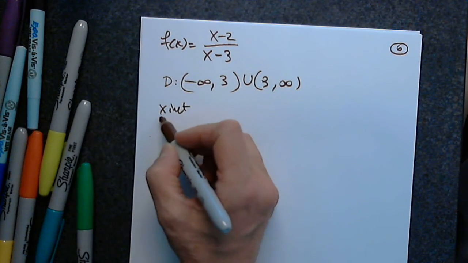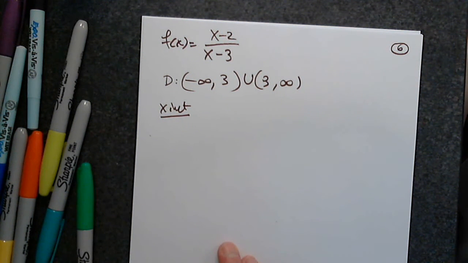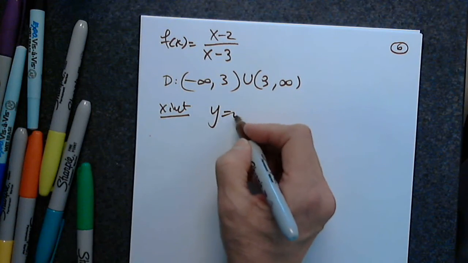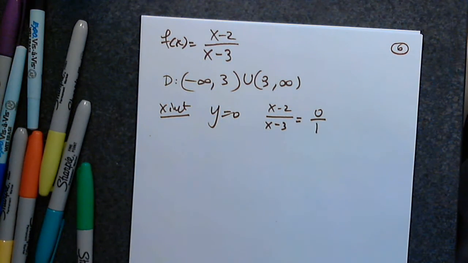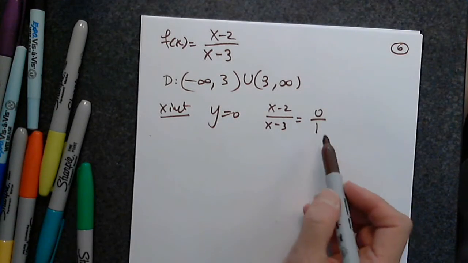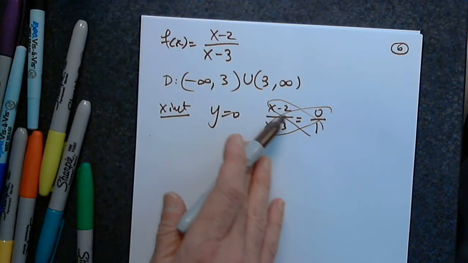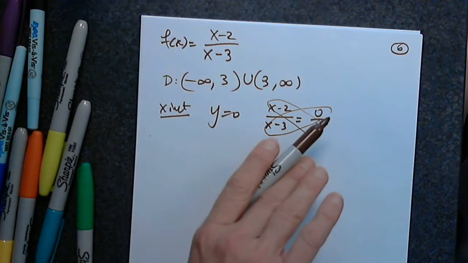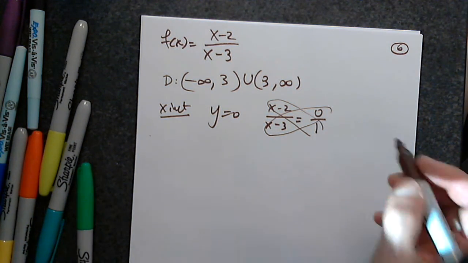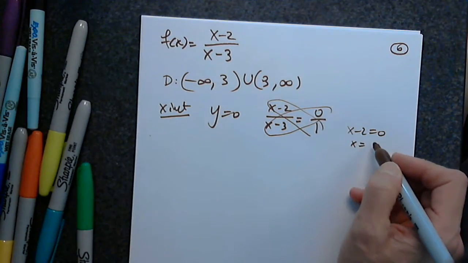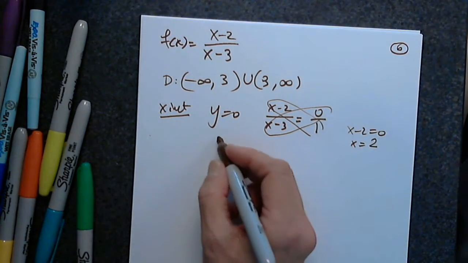The x-intercept. How do I determine the x-intercept for any function? No matter what it is. Perfect. Y equals 0, or x minus 2 divided by x minus 3 equals 0 over 1. And that should trigger your memory on something. Because this is a proportion, right? We cross multiply. X minus 2 times 1 must equal? Yes, 0. So x minus 2 equals 0, so x must be 2. So then the x-intercept is?